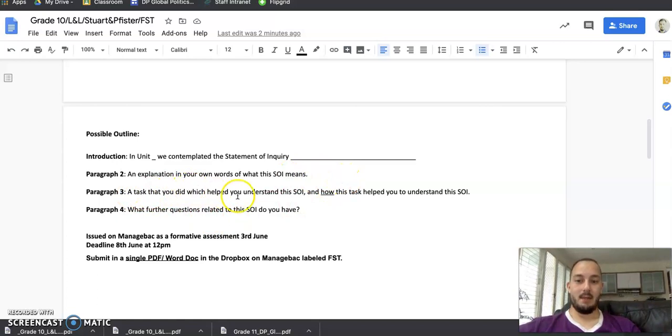Talk about a task that you did which helped you understand this SOI, and how this task helped you to understand the SOI, and what further questions related to this SOI do you have. So for example, when we did transforming text, I know lots of you had questions still about the nature of transformed text, which is great.